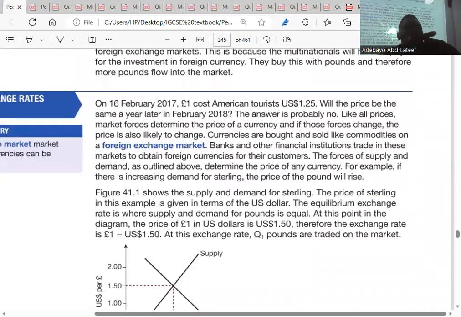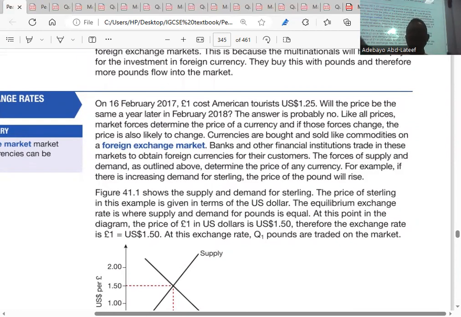So why do we call it floating? We call it floating because it's determined by the market forces of demand for and supply of. We call it fixed because it's determined by the central bank of that country, by the government. Do you get my point here? Yes. There's floating exchange rate, there's fixed exchange rate.